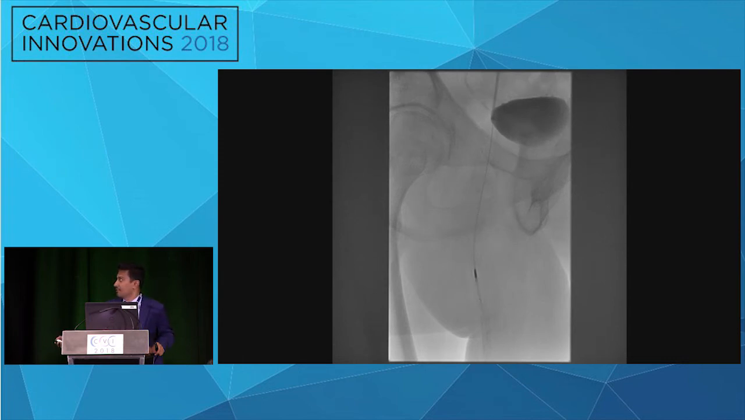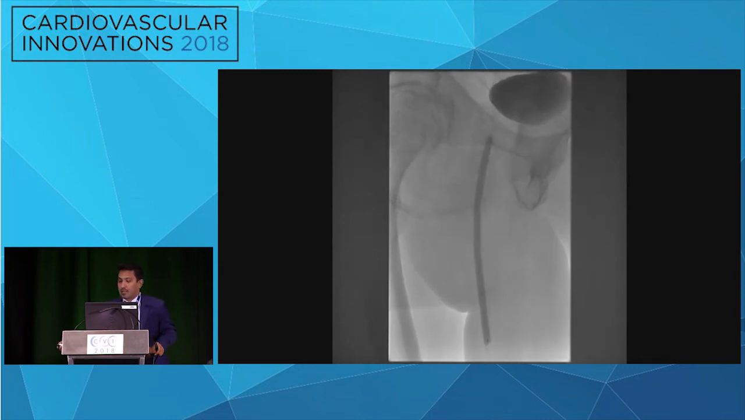So that's the sheath, and then nothing would go below this level. So I proceeded with pre-dilatation and then drug-coated balloon for the whole length, actually up to here, up to the CFA, with a 6.0 DCB. So what do we do now?